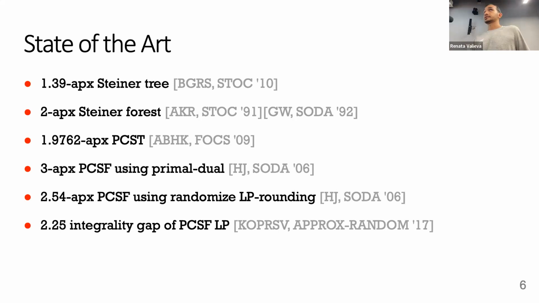And also there's a 3 approximation for price collecting Steiner forest using the primal dual approach and a 2.54 approximation using randomized LP rounding. And interestingly, there is a result showing that the integrality gap for this problem, price collecting Steiner forest, is 2.25.